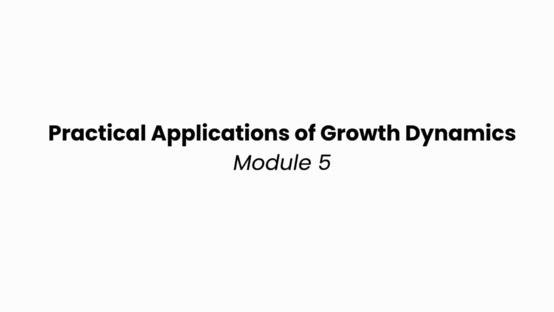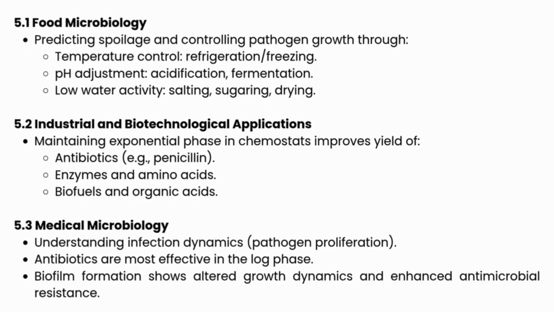Practical application of growth dynamics. Food microbiology: predicting spoilage and controlling pathogen growth through temperature control, pH adjustment, and low water activity. Industrial and biotechnological applications: maintaining exponential phase in chemostats improves yield of antibiotics, for example penicillin, enzymes and amino acids, biofuels, and organic acids. Medical microbiology.